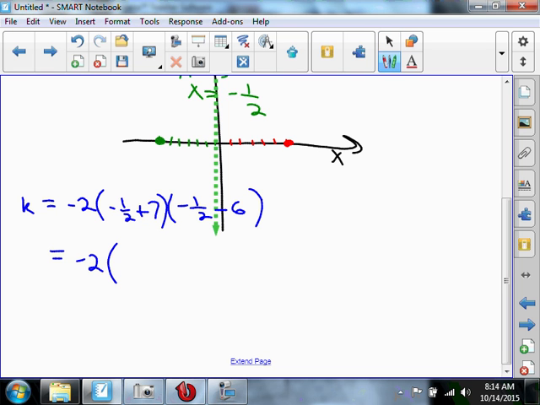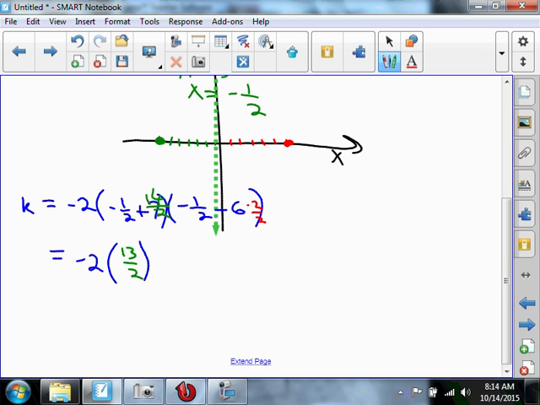Negative 2 times, now 7. Isn't 7 really the same thing as 14 halves? So I have negative a half plus 14 halves, so that's going to give me 13 halves. And I know I just lost half the class. Where'd you get the 14 halves from? I just multiplied 7 by 2 over 2. Don't freak out. We did that last week, okay? You're not lost. You know what we're talking about. I'm going to turn 6 into halves. I'm going to multiply 6 by 2 halves.